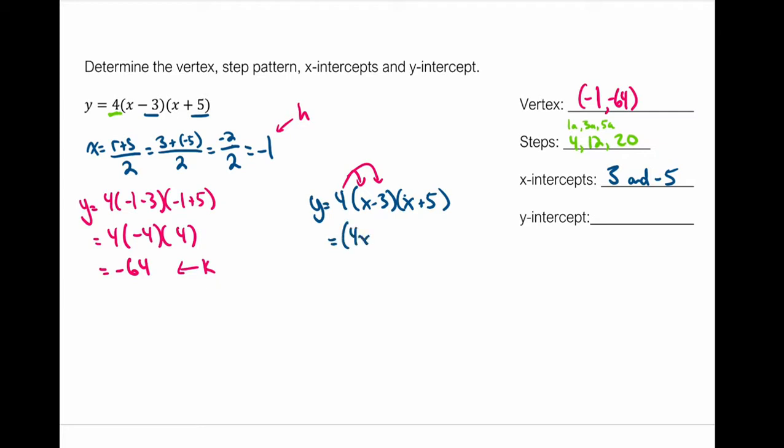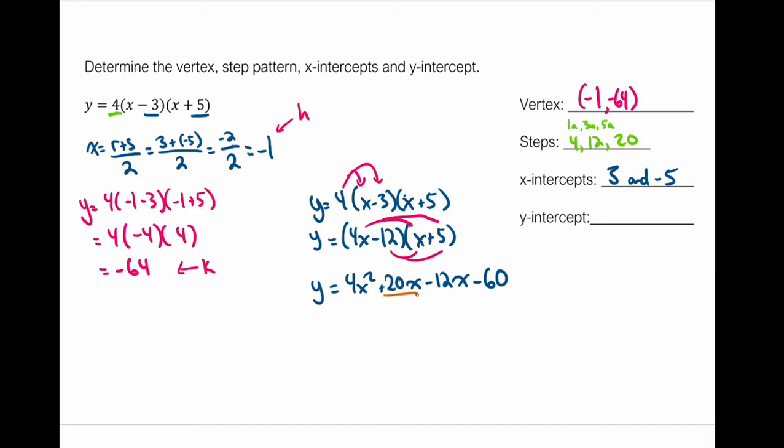So 4 times x is 4x, 4 times negative 3 is negative 12. Then I have x plus 5. I'm going to use my FOIL method in this one. So first, outside, inside, last. You can choose to use box method if you prefer. This one's a little bit simpler because we don't have to add or subtract anything after. So 4x times x is 4x squared. 4x times 5 is positive 20x. Negative 12 times x is negative 12x. And negative 12 times 5 gives us negative 60.